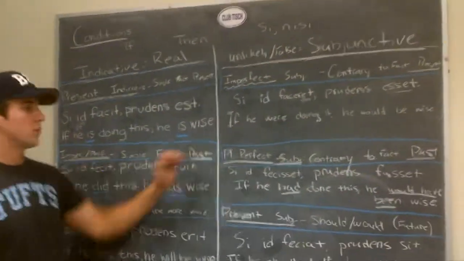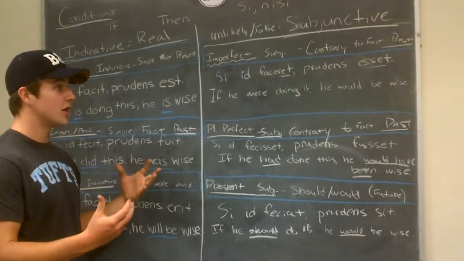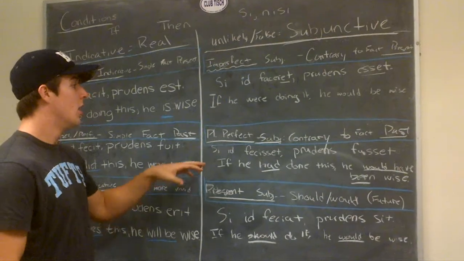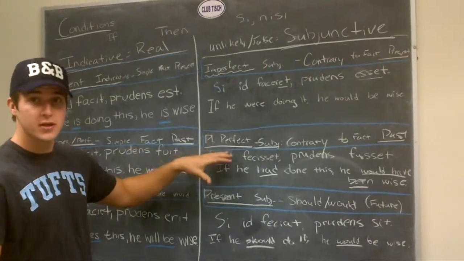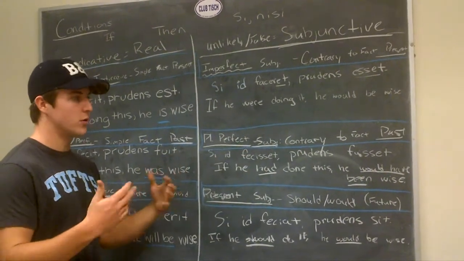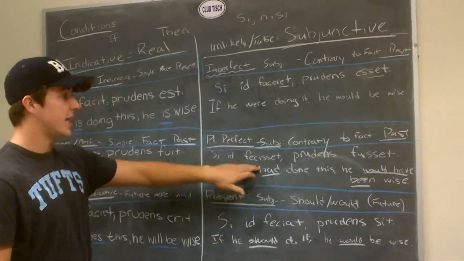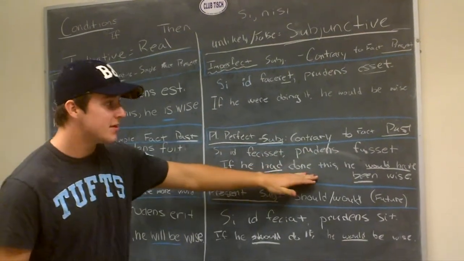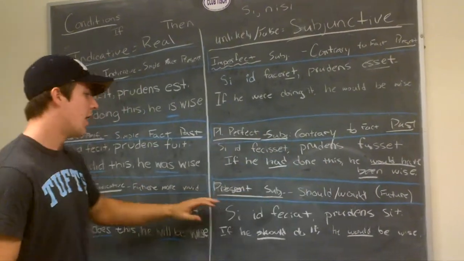Continuing on that, we're going to talk about the unlikely or the contrary to fact past. These are things that didn't actually happen. So we use the pluperfect subjunctive for this case, denoted by the isset. That'll be apparent when you're reading Latin. So si id fecissent, prudens fuisset. If he had done this, he would have been wise.